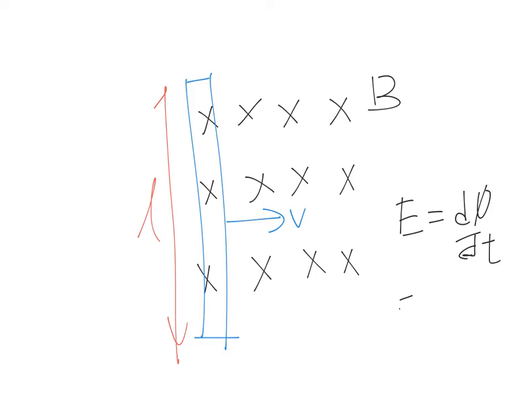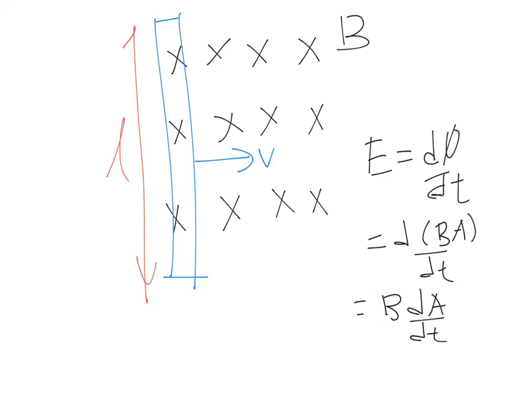From here, remember the flux is also equal to BA. So I can take out the B and I get dA. Let me rewrite this. So I get B dA/dt. So what is dA/dt? dA/dt can also refer to the area swept per second.